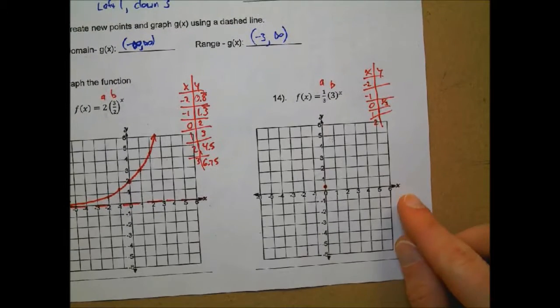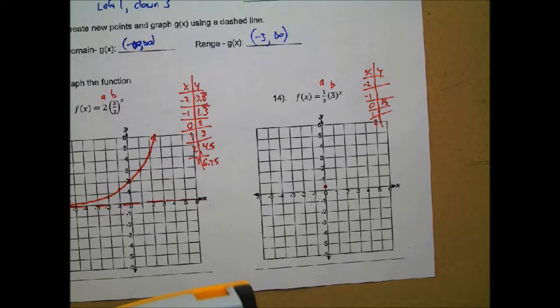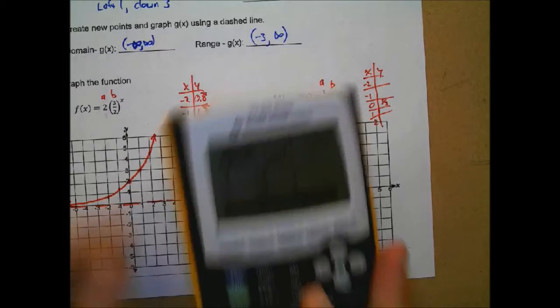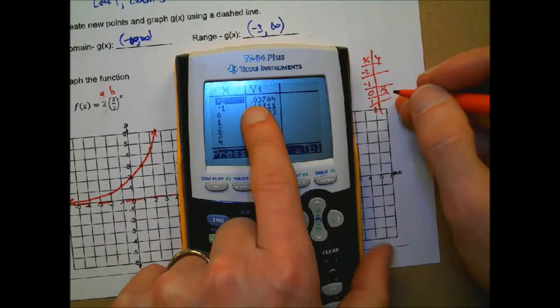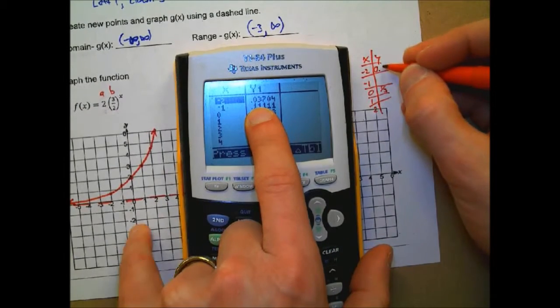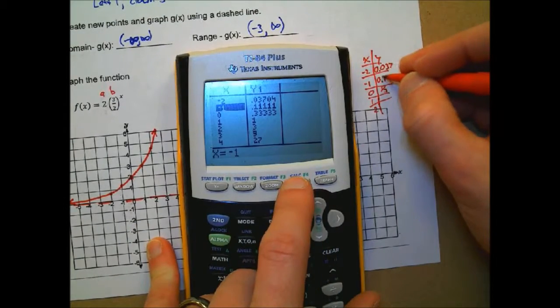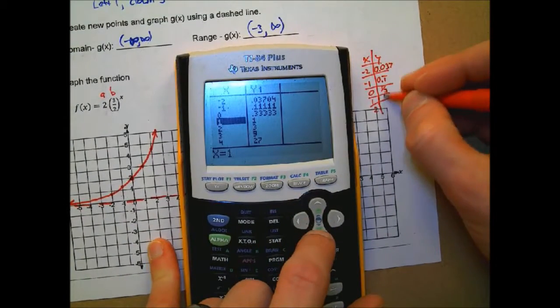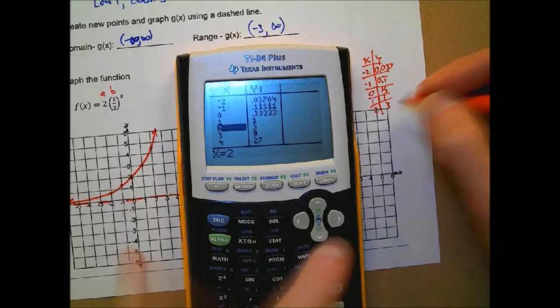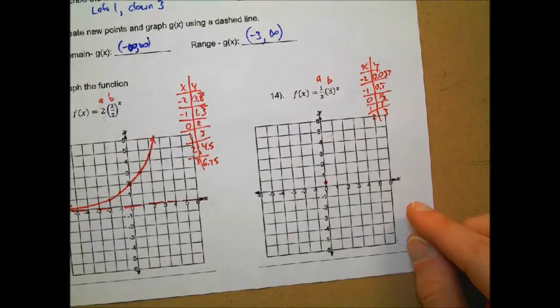So let's type that into our calculators here. 1/3 in parentheses. Okay, 3 to the x. That's fine. Okay. So here I get, for -2, look at that number, 0.037. All right, -1 is 0.1 repeating. 1 is 1, 2 is 3, and then I ran out of space because 3 will be 9. That's too high. Okay, plot your points.